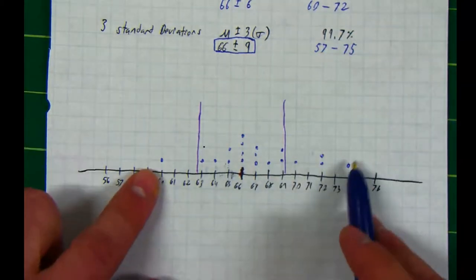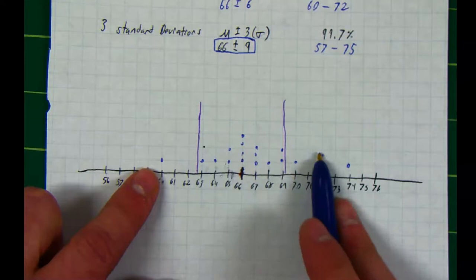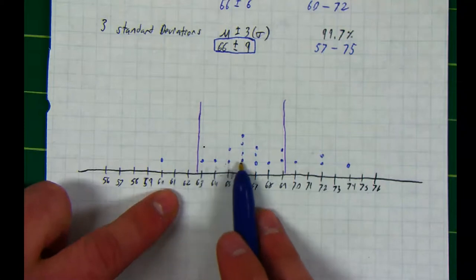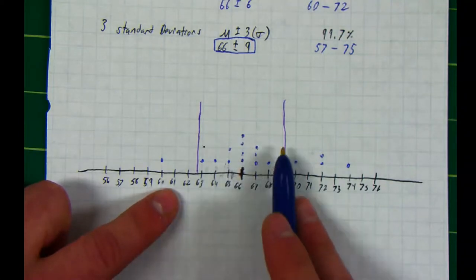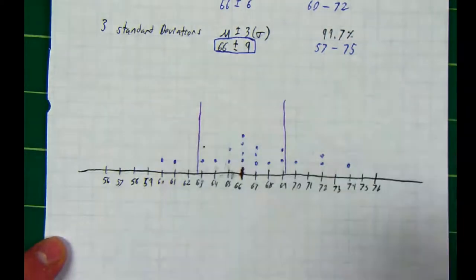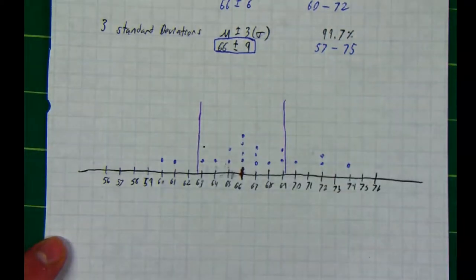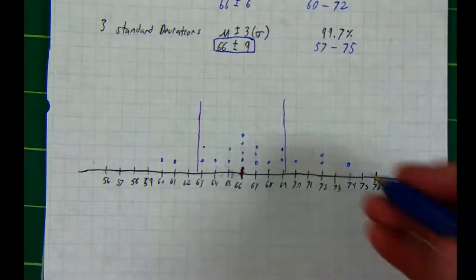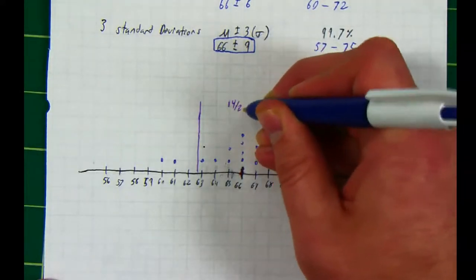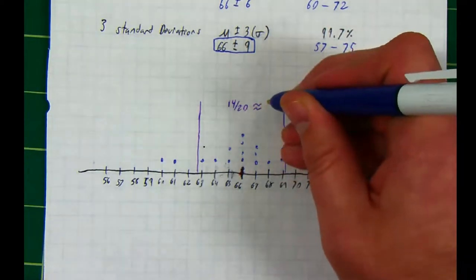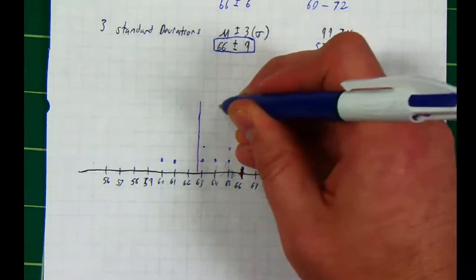Count, there are 20 values written down, if I'm not mistaken. Ooh, I messed up. Hold on, let me check what I did here. 1, 2, 3, 4, 5, 6, 7, 8, 9, 10, 11, 12, 13, 14. I'm missing a data value. Let's add 1 to 61 just to keep our math consistent. Okay, guys? Sorry about that. I've got 14 values here in the middle. I have 14 out of 20, which is pretty close. It's not exact, but it's pretty close to 68% of my values.